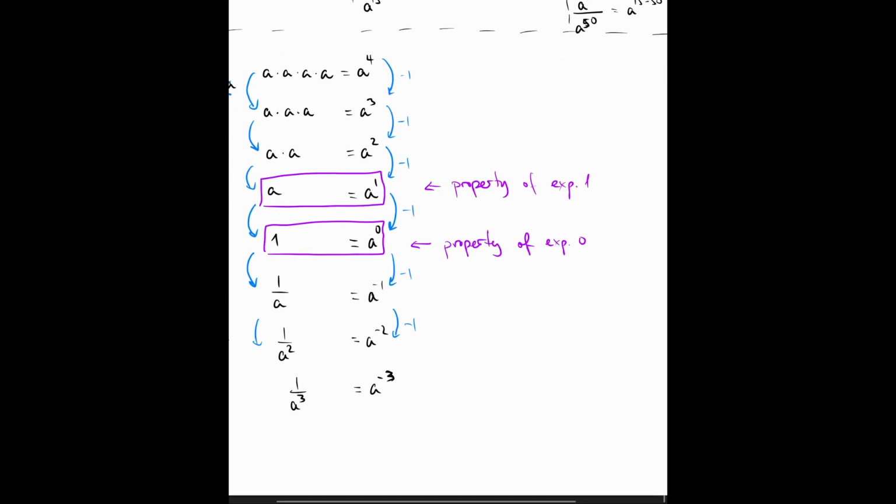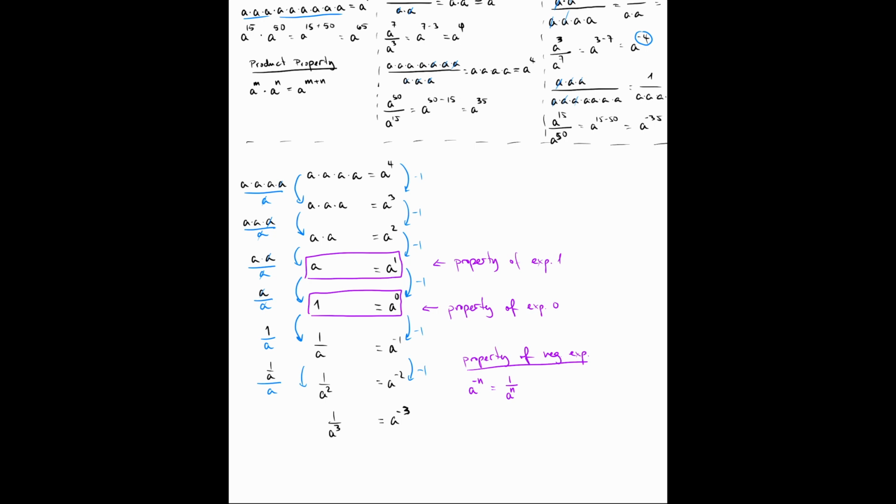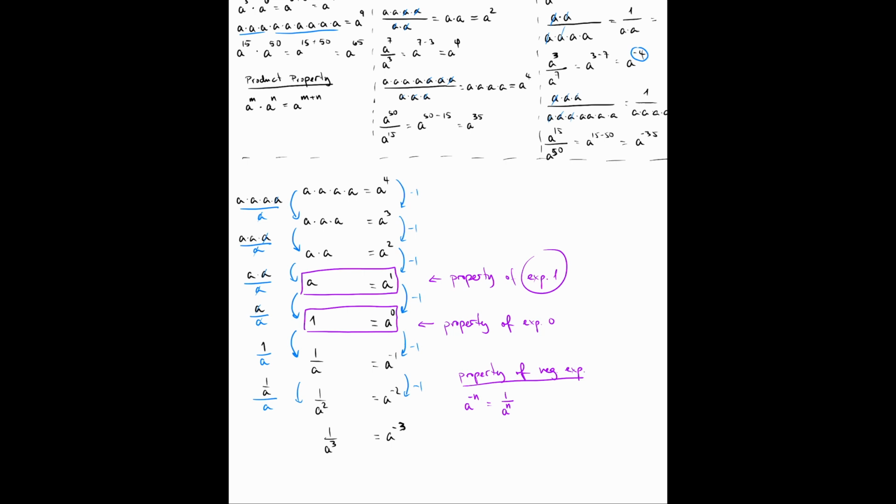So we can actually write down the property of negative exponents, which says that anything to a negative exponent is equal to its reciprocal with the exponent being positive. Great. So now we actually have several properties of exponents. We have the property of exponent 1. We have the property of exponent 0. We now know what negative exponents are.